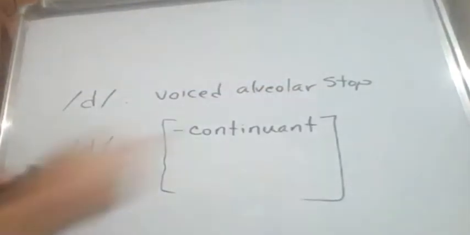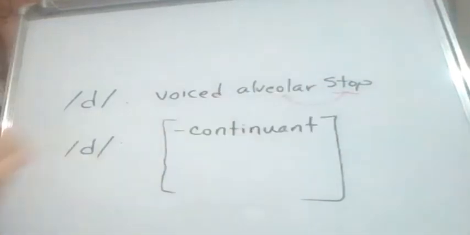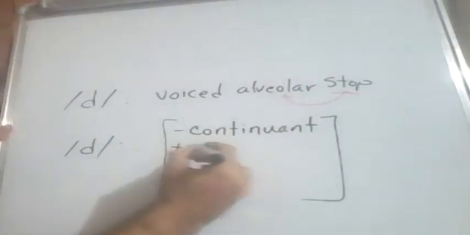Minus continuant. That is the stop sound. The second, going this way, okay, we already wrote this one. Now we go this way. The second one is alveolar, so we say plus alveolar.